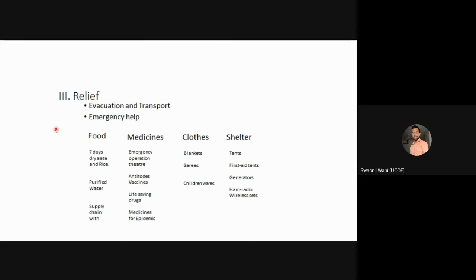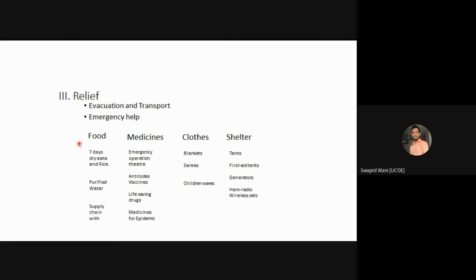Now, after preparedness, when the hazard strikes, as soon as the hazard strikes, we should go for relief measures. In relief measures, the most important point is evacuation and transport. We have to evacuate people, we have to rescue people, and we have to transport them to a safe house or a safe place where they will get all the required attention and emergency help. The four main emergency reliefs required for any victim are food, medication, clothes, and shelter.